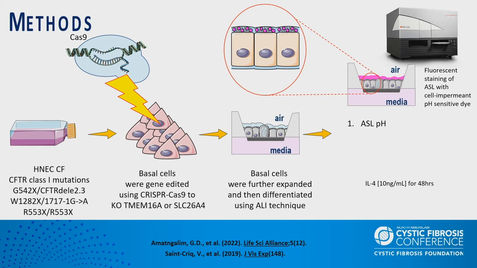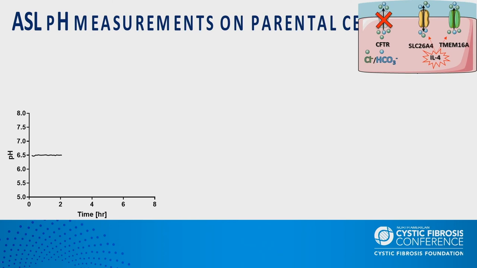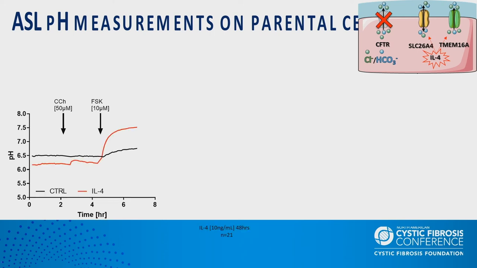I also studied the transepithelial ion transport using Ussing chamber. So, during the experiment, the baseline ASL pH was measured over 2 hours. Then I stimulated cells using a calcium agonist, carbachol, followed by a cyclic AMP agonist, forskolin. And I performed this experiment under normal condition and under inflammatory condition.